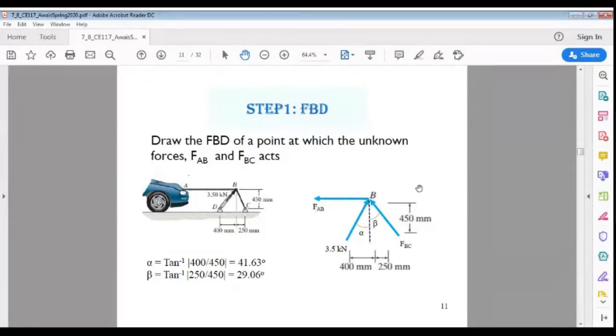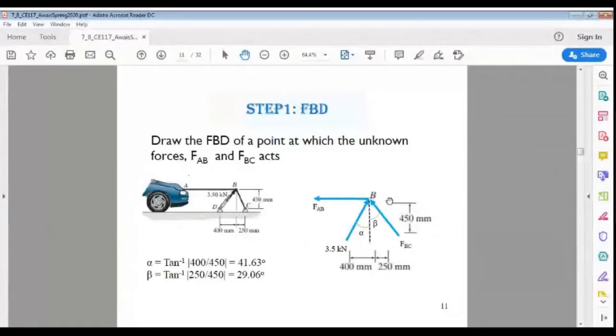Now this is the free body diagram, and we have to find out the forces FAB and FBC. First of all, let's find out these angle alpha and angle beta, which these forces make with the vertical. The dimensions are known to us. This distance is 400 millimeter and the height is 450 millimeter. So angle alpha is tan inverse of 400 divided by 450, which comes out to be 41.63 degrees. Similarly, angle beta comes out to be tan inverse of 250 divided by 450, which comes out to be 29.06 degrees. Now the angles are known to us, and we are ready to write down the equilibrium equations.